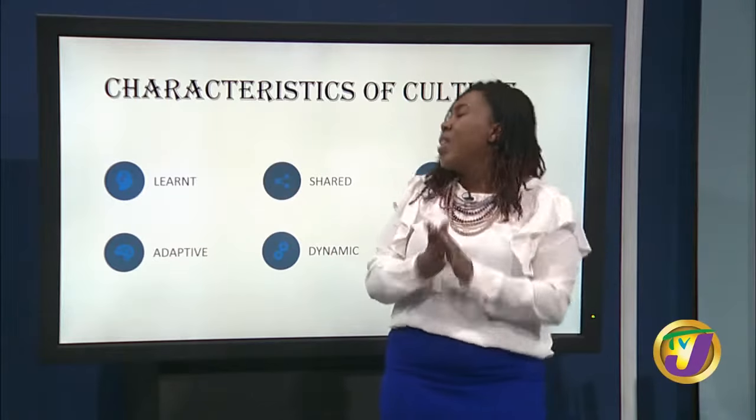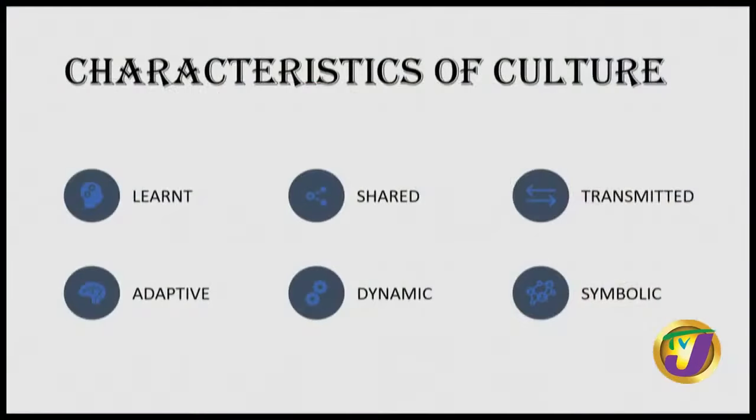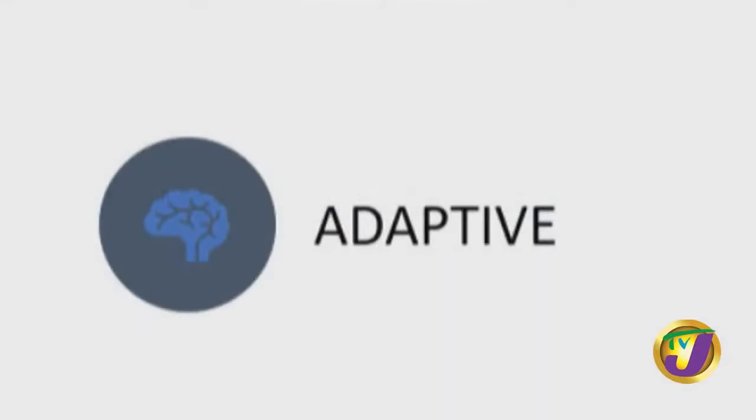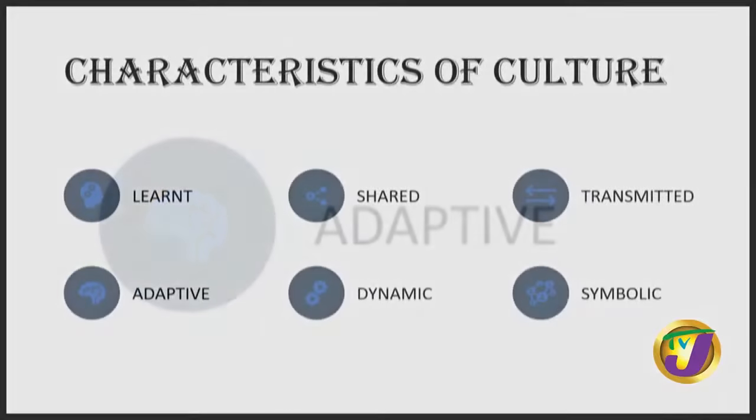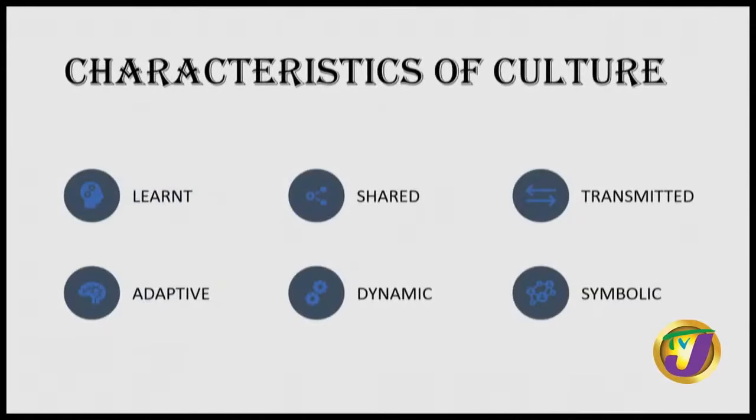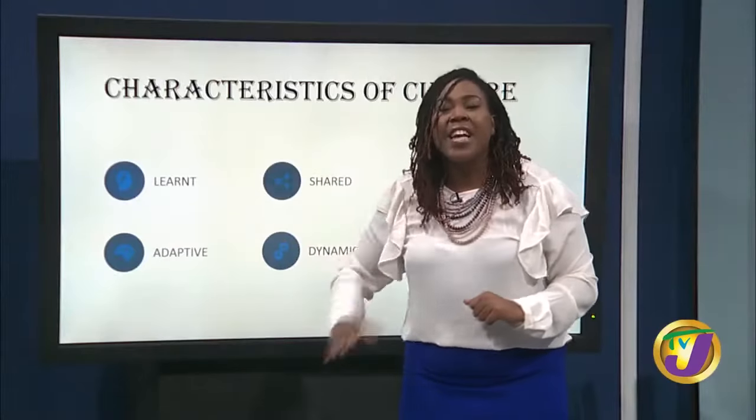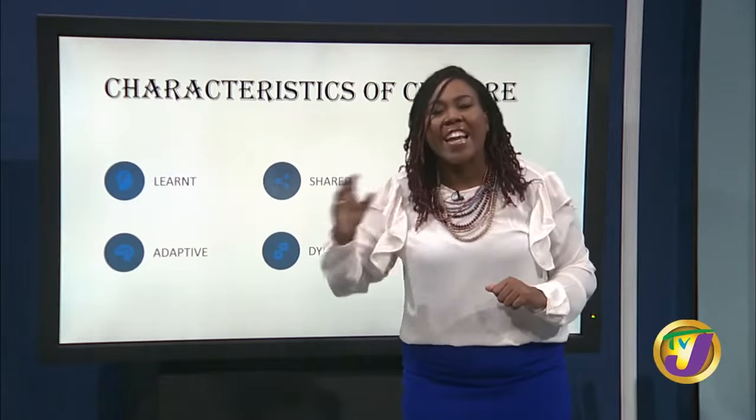Good? Now, another key characteristic of culture is that culture is adaptive. Culture is adaptive. That speaks about it being able to change with the environment. So if the environment changes, then you find that your norms and values will change as well. If because of technological advancement, new things are introduced, you will find that your norms and values will change again.